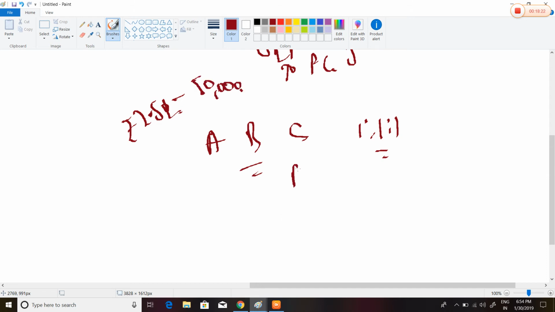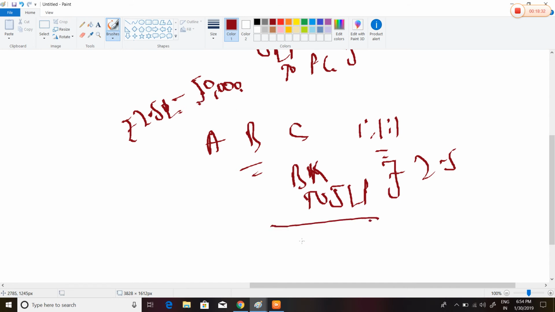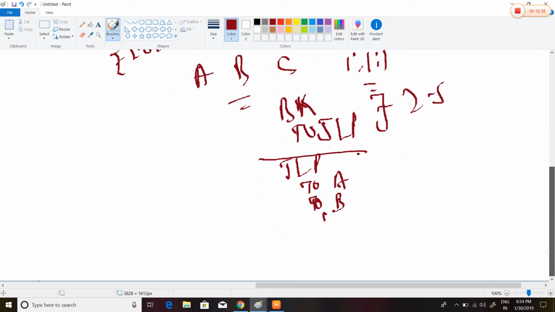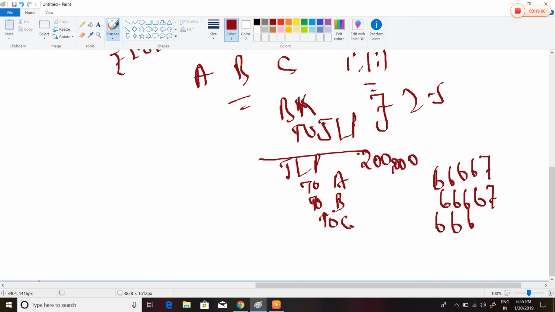Then in this case, entries would be bank to JLP 2.5 lakh. This is 50,000. Then JLP to A, to B, to C. It will be rupees 2 lakhs, and it will be distributed in the same ratio, that is, I suppose, 66,667, 66,666 and 66,666.